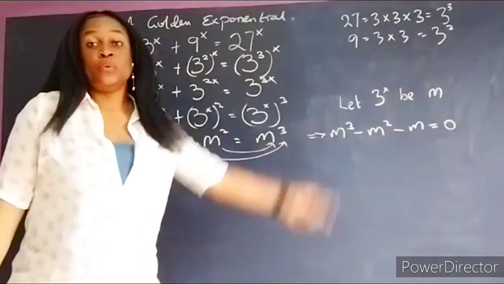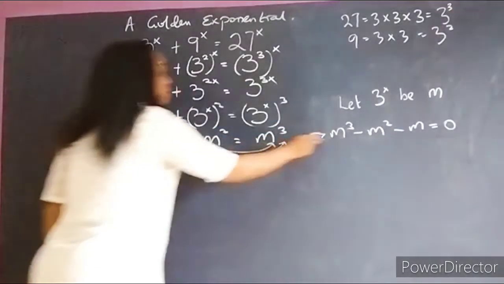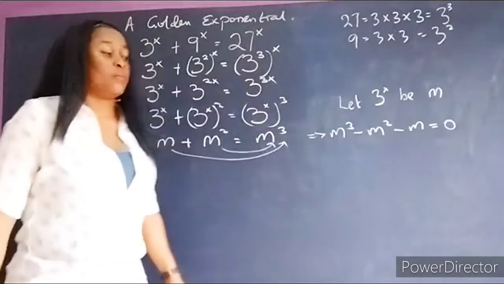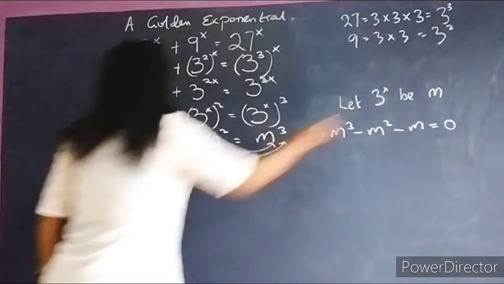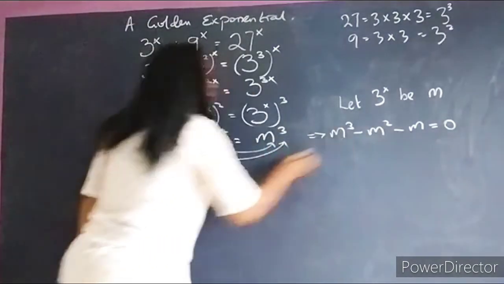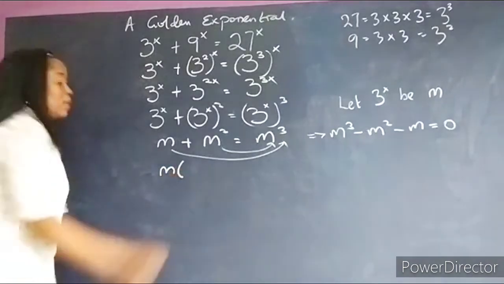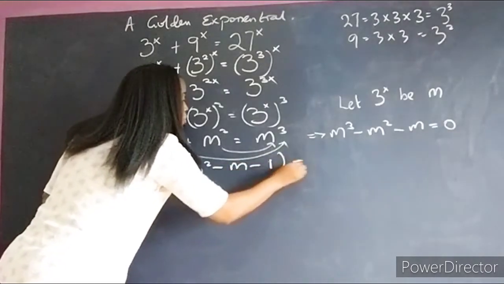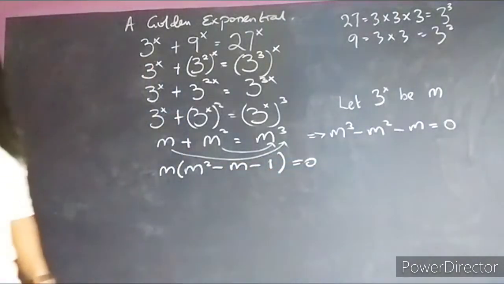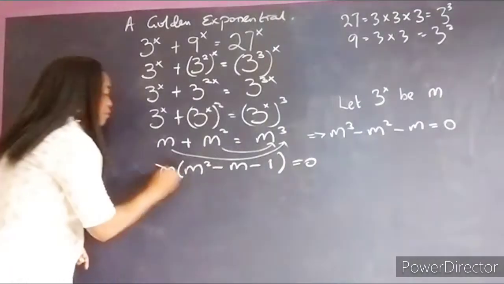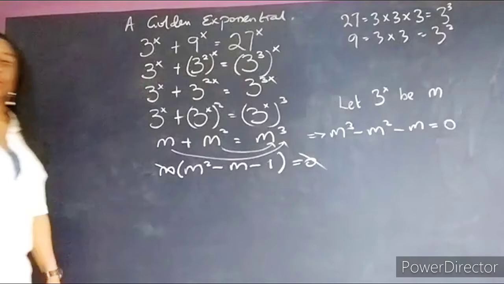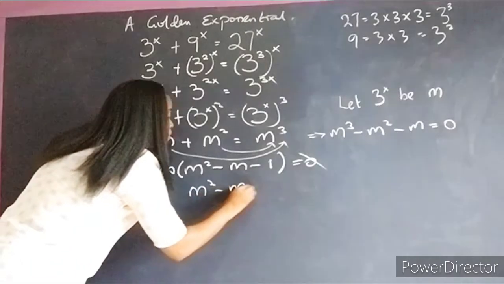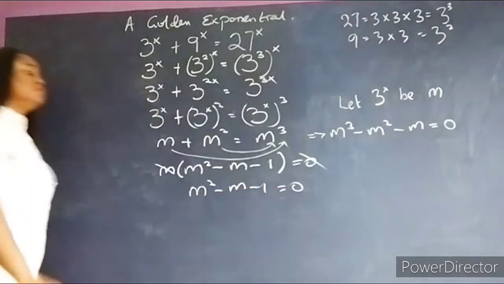So now we're going to find the value of m. They have something common. A common factor in all these 3 terms is m. So if we divide through by m, we'll come out having m squared minus m minus 1 equal to 0. This m on this side will be cancelled out and become 0. Then we're going to have m squared minus m minus 1 equal to 0.